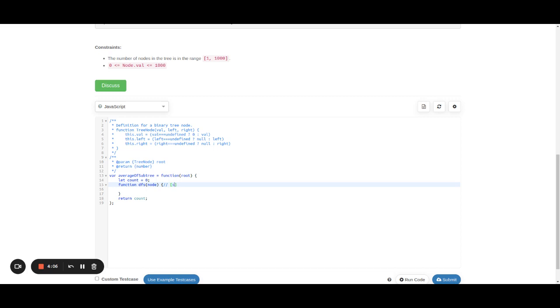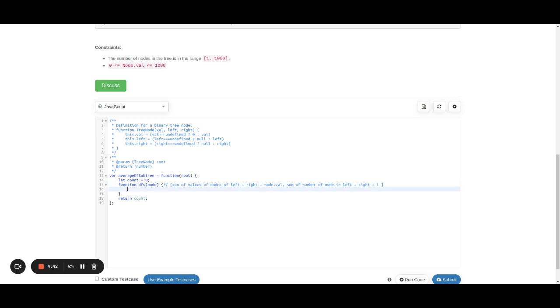So first is going to be the sum of left plus right plus the current node value. That is the sum of values of nodes. And second is going to be the sum of the number of nodes in left plus right plus 1. We are going to add a plus 1 since the current node counts as one node.